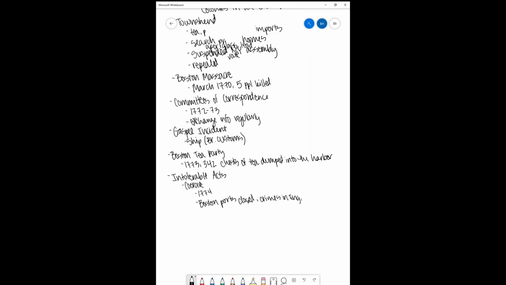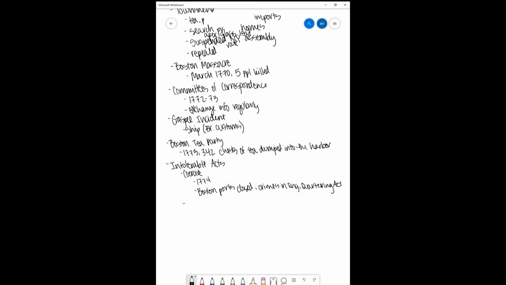And then they also had a new enforcement of the Quartering Act, and this is the one that actually put soldiers into private homes. Then you also have, as part of the Intolerable Acts, one with the Quebec Act.